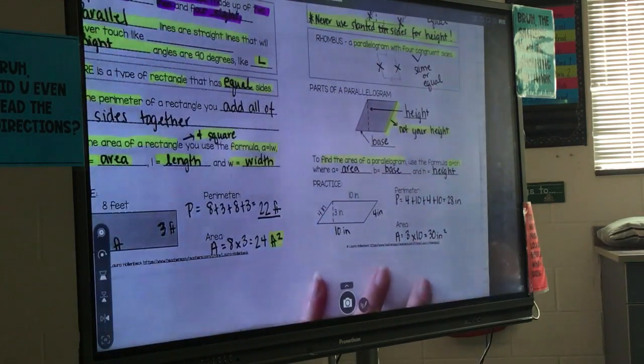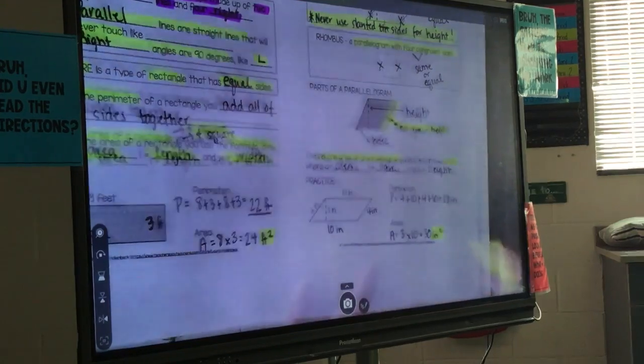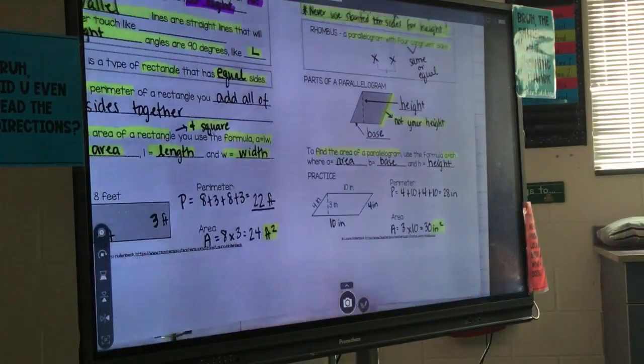So again, including that inches squared, do we use the slanted number? No, not when you are finding the area. Does that make sense to everybody? Okay. Flip your paper over, and then stand up when you're ready to move on.